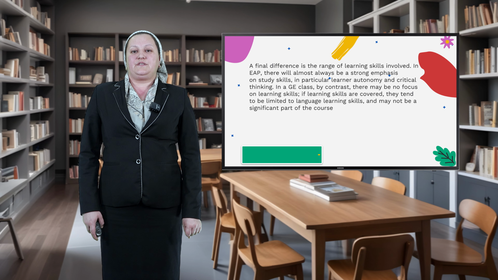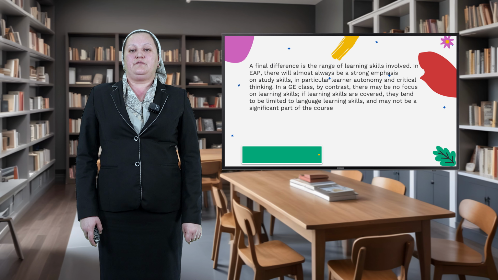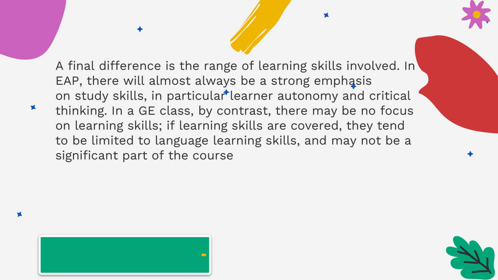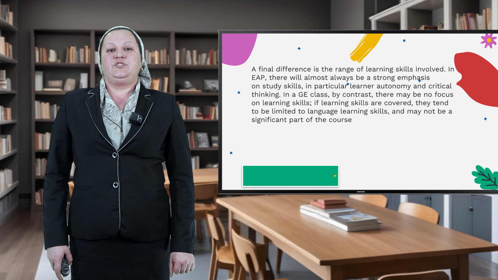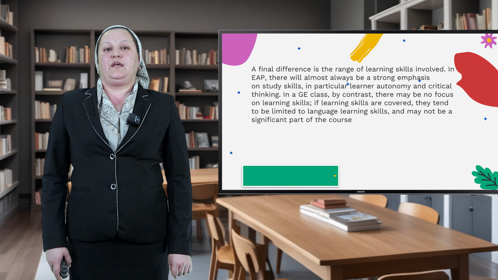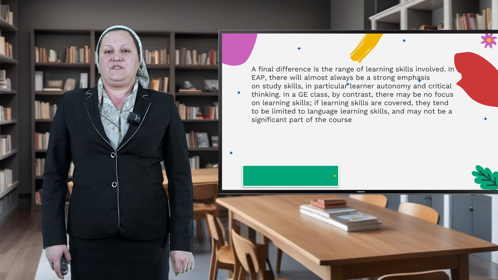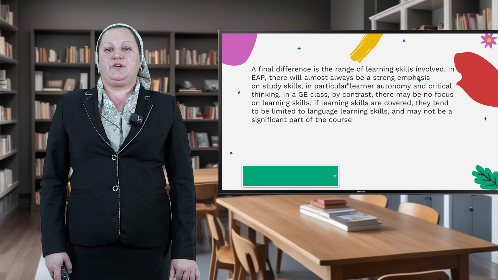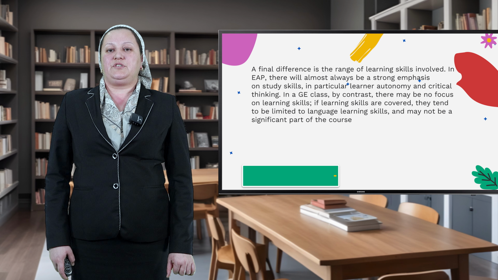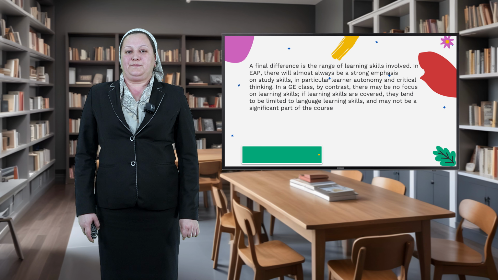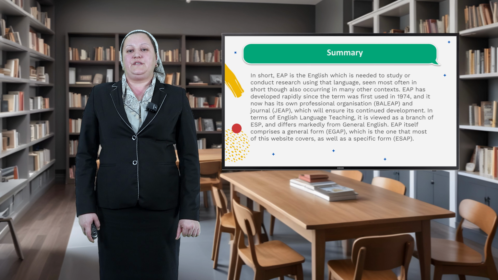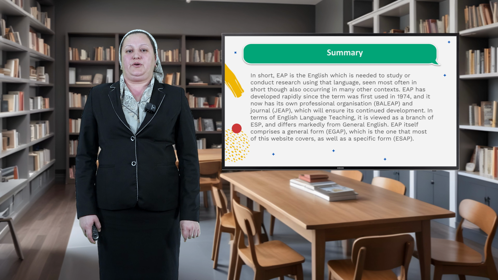A final difference is the range of learning skills involved in EAP. There will almost always be a strong emphasis on study skills, in particular learner autonomy and critical thinking. In a GE class, by contrast, there may be no focus on learning skills. If learning skills are covered, they tend to be limited to language learning and may not be a significant part of the course. A summary of these differences is given in the table below.